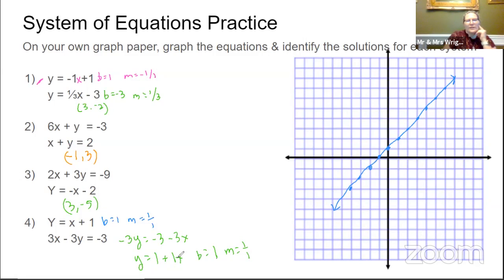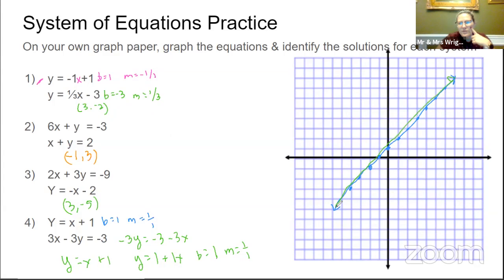If we were to rearrange this and put the variable term first and the constant last, then you would see that this is the exact same equation as y equals x plus 1 written a little differently. And that means it is the exact same line.